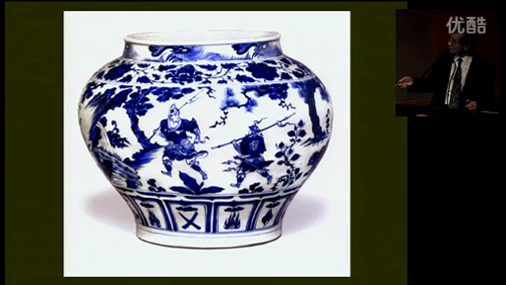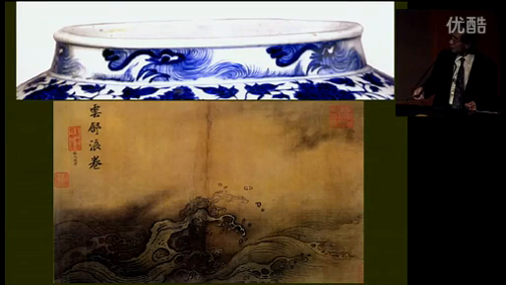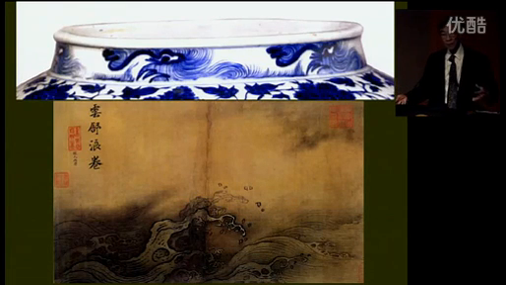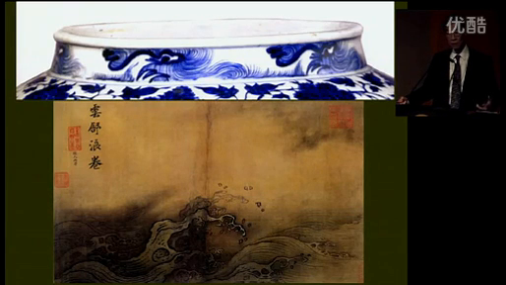Now, let's talk a little bit about the wave pattern, which is very often on the border of dishes and also on the lip of vases and jars. Now, this pattern actually comes from a very popular type of painting in the Song period, in the preceding dynasty of Song, from the 11th to 12th, 13th centuries.